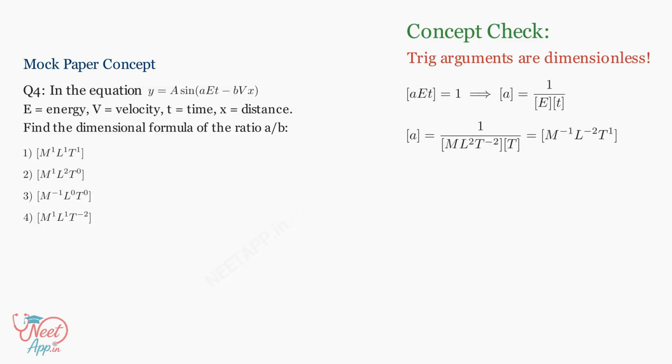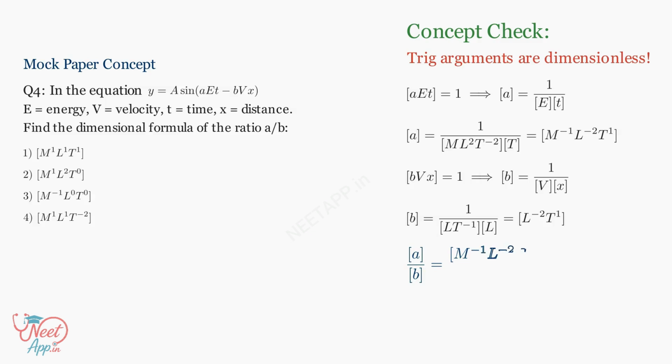Similarly, the term BVX is also dimensionless. The dimension of B equals 1 over the dimensions of velocity times distance. Velocity is L T⁻¹, distance is L. This gives us L⁻² T¹ for B. Now simply divide A by B. Notice how the L⁻² and T¹ terms cancel out perfectly between the numerator and denominator. We are left with exactly M⁻¹ L⁰ T⁰. Match this with our choices and option 3 is correct. Mark it and let us move on.